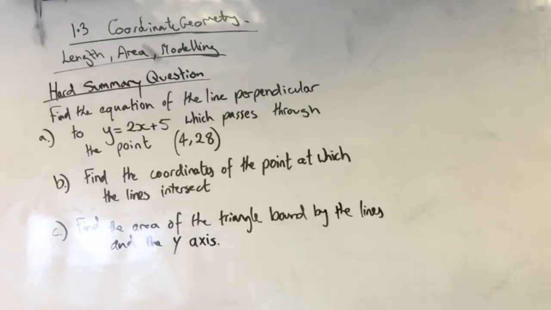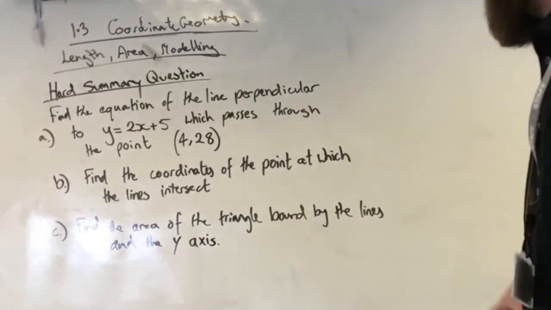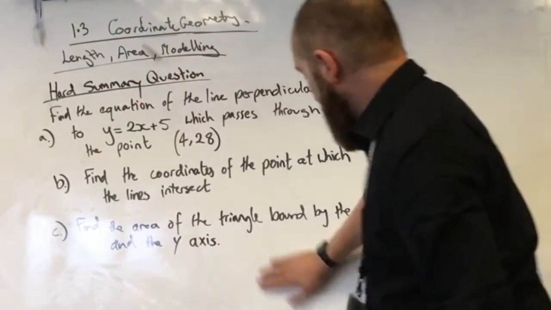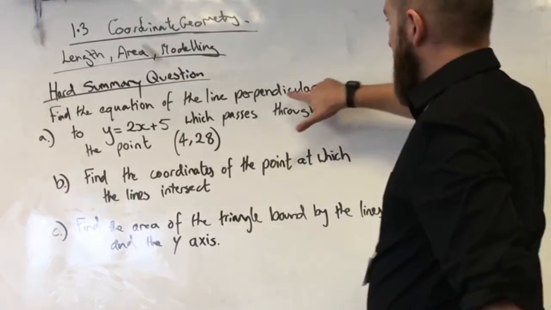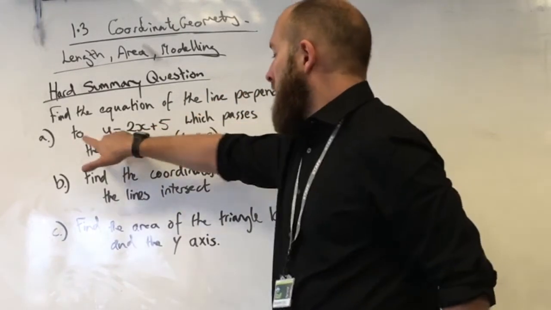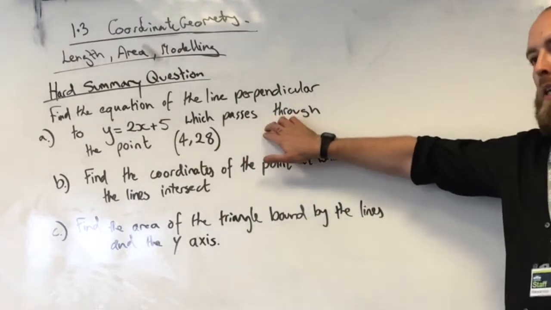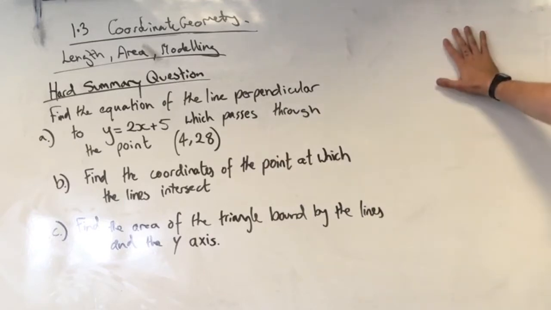Okay, so pretty big question, as I said. This contains a lot of different aspects of what we've done so far, and it's very similar to stuff you can expect to come up in the exam, because they'll ask you questions about everything. So, first of all, find the equation of the line perpendicular to this line, which passes through the point. That's what we did in our first and second video lectures.